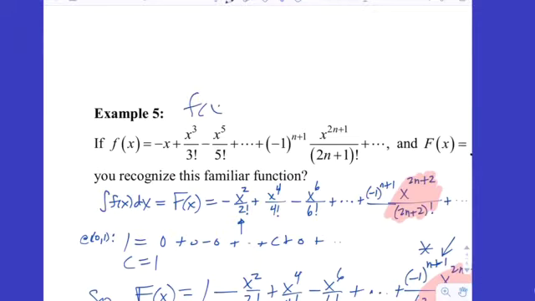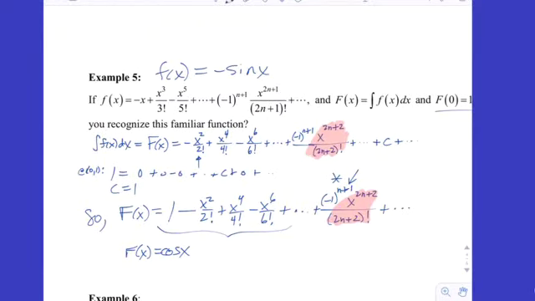Gorel was all over it in the beginning. Little f of x was equal to negative sine of x. And what is the antiderivative of negative sine of x? Cosine of x, yeah. Very good.